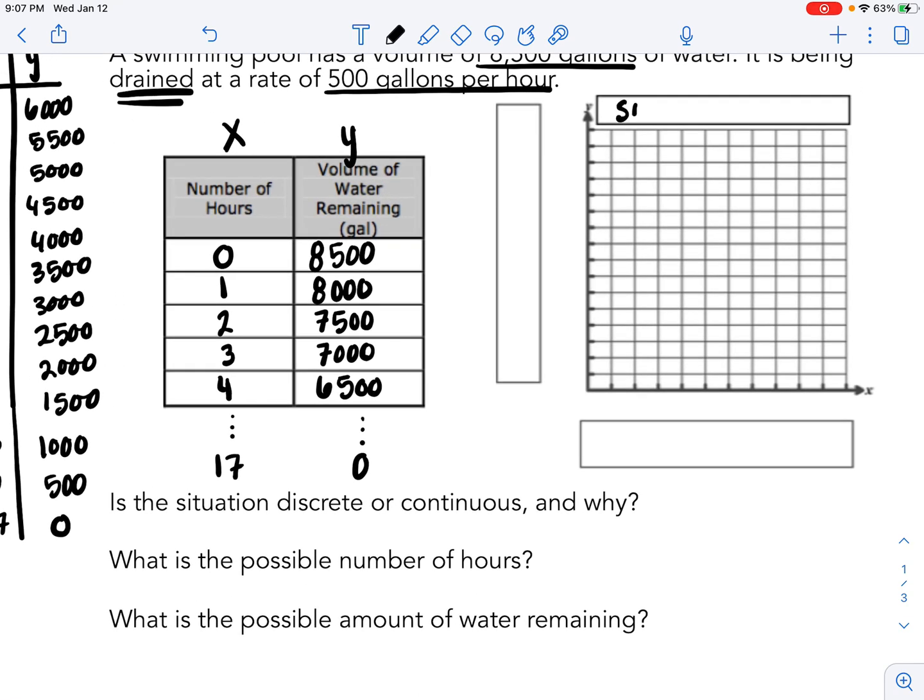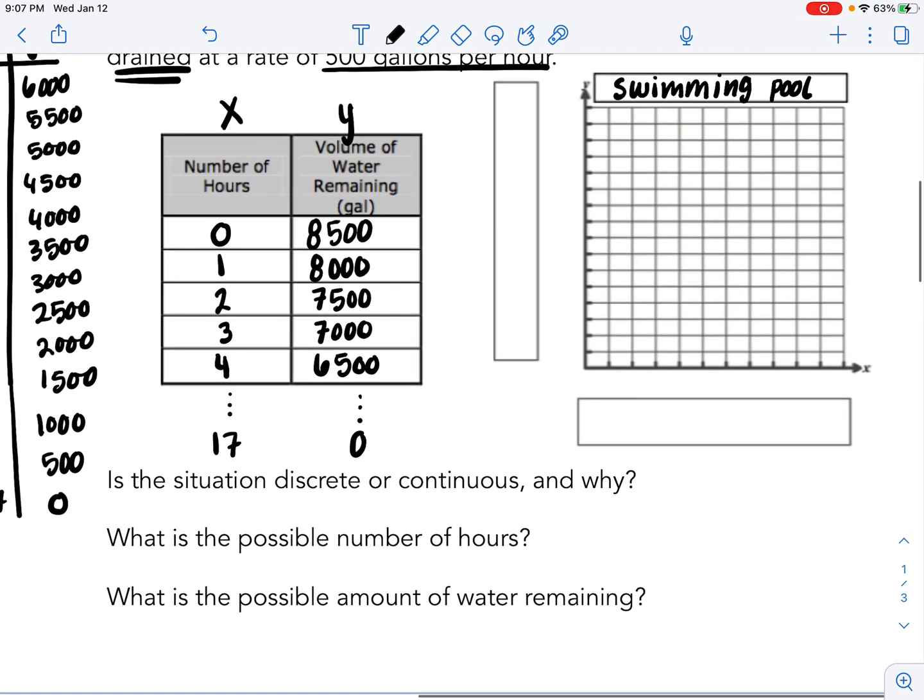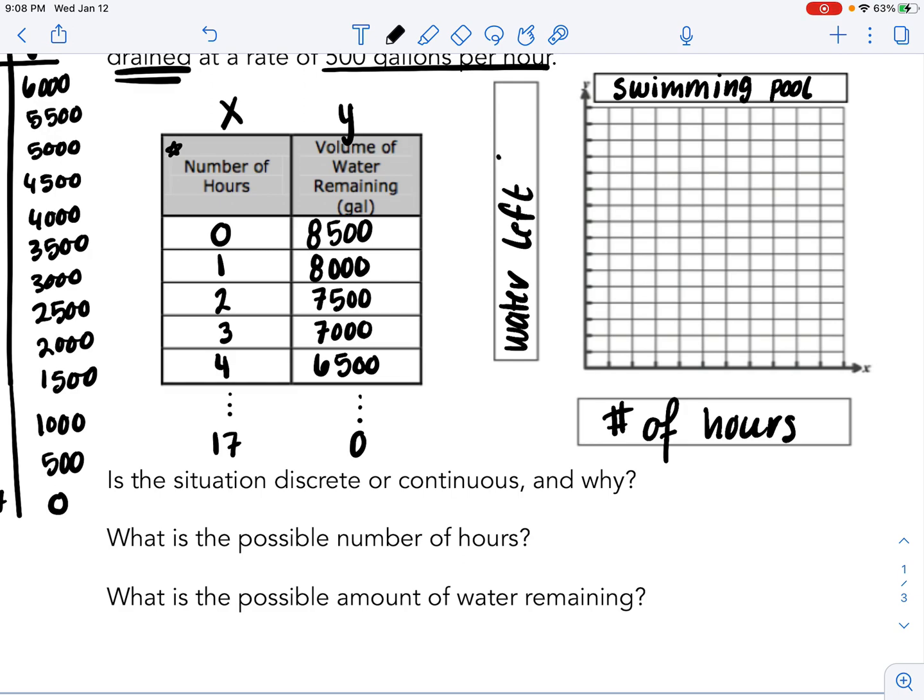Okay, very cool. So let's label our graph. It is going to be called swimming pool. X is the number of hours according to my table. So we're going to write number of hours. And it says Y is the volume of water remaining. So we're going to go ahead and write water remaining or water left. And this is in gallons. It's important to include gallons because there are other systems like the metric system where they use liters, which is completely different. Okay, again, we start with 0, 0 at the very corner.